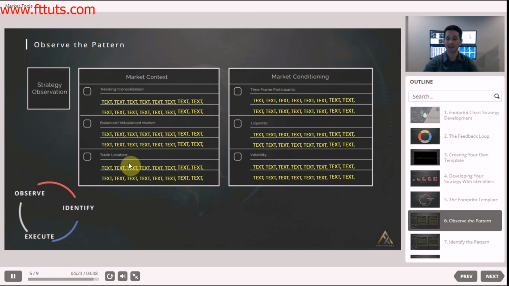And ultimately, what that's going to lead to is you're going to recognize when there's higher probability conditions and when there's lower probability conditions in play. Now, on the next slide, we're going to identify some of the identifiers you need to recognize to show you that your trade strategy is in play.